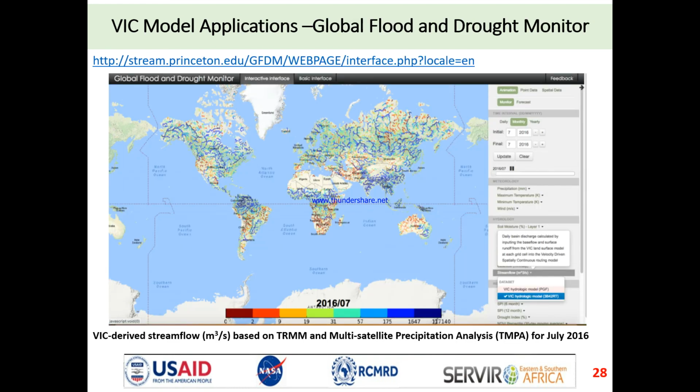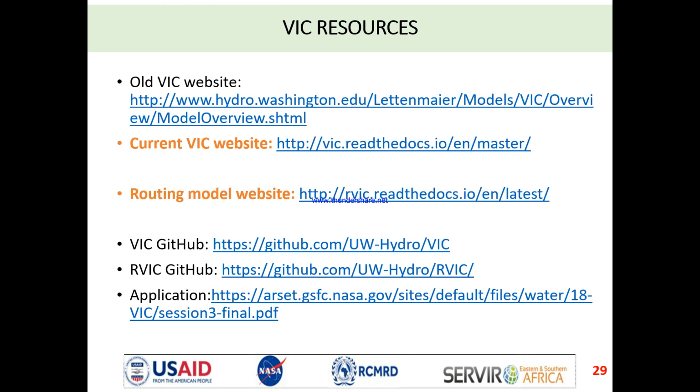Another application is in flood and drought monitoring. The amount of water that's available within the river system can also tell you something about the drought conditions. In this particular case, Princeton University used the model with derived streamflow based on TRMM and multi-satellite precipitation to come up with a map on a global scale.